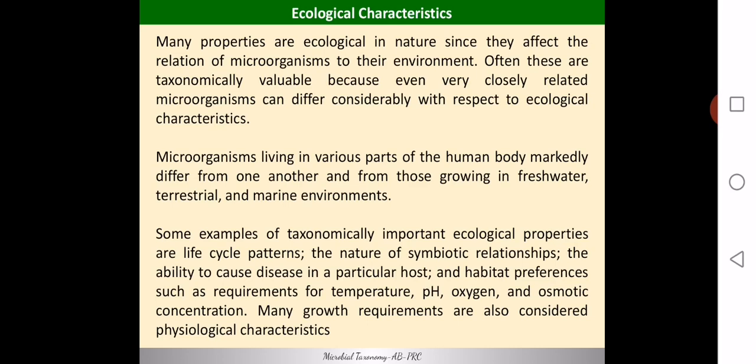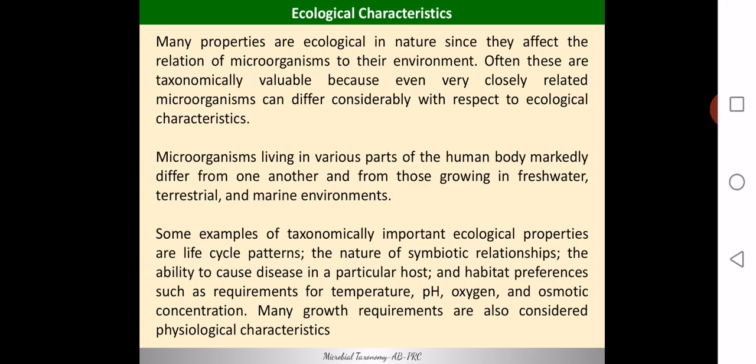So some examples of taxonomically important ecological properties are the life cycle patterns. That means whether symbiotic, pathogenic, or saprophytic, that matters. Then the nature of the symbiotic relationship, with which organism it is in association. Then whether it's pathogenic, that means what type of host. Then requirements for temperature, pH, oxygen, and certain characteristics which we have already seen in the physiological features are coming in this discussion also, right? So this is about the ecology.